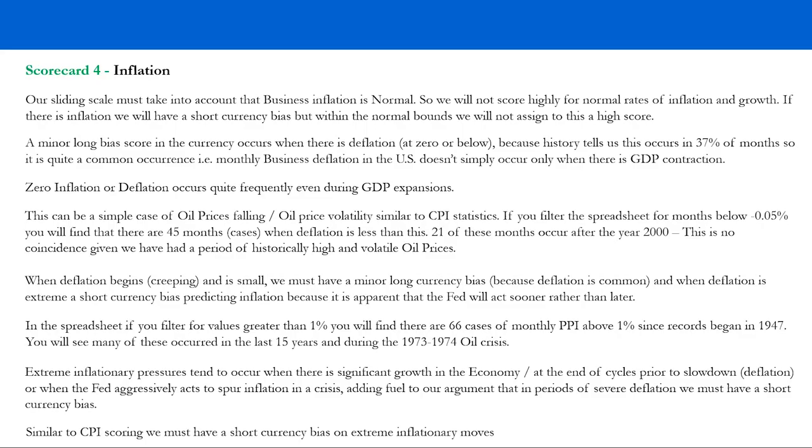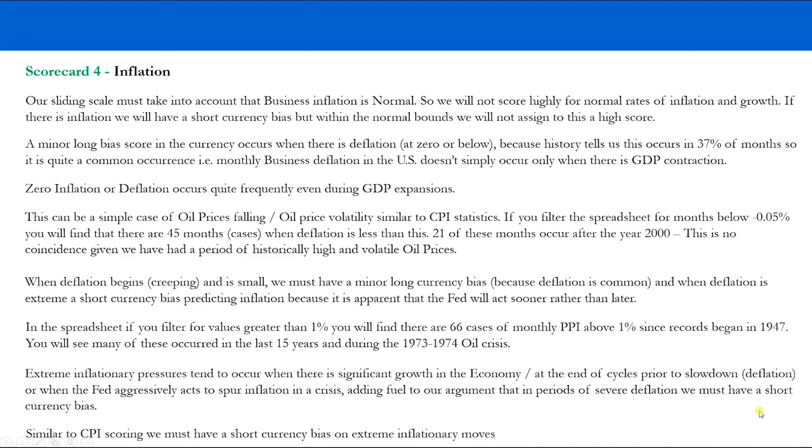So it's quite common. So monthly business deflation in the US, when we look through history, doesn't simply occur when there's GDP contraction. Zero inflation, so zeroflation or deflation, occurs quite frequently throughout history, even during GDP expansions. So don't forget, we do have to analyze data and make sure our analysis is robust.